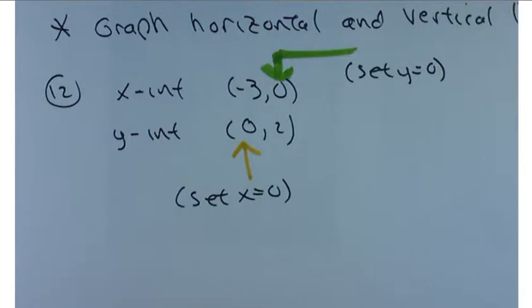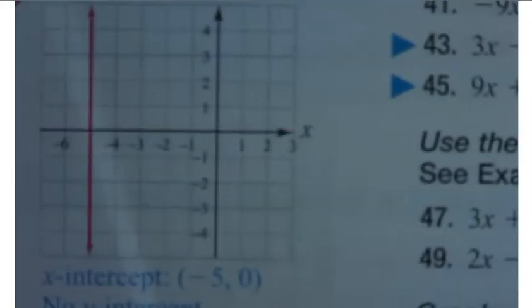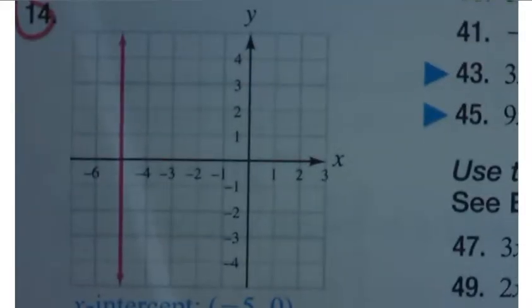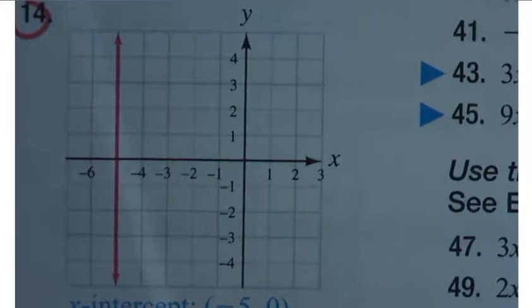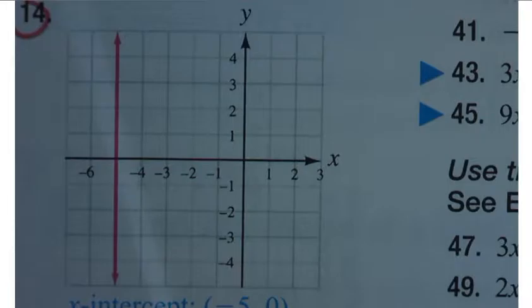Let's stick with the visual part just one little bit more. We'll do 2 more problems, starting with number 14. So again, we're trying to find the x and y-intercepts. What's the x-intercept for number 14? -5, 0. Is there a y-intercept? No. The graph simply doesn't cross the y-axis.